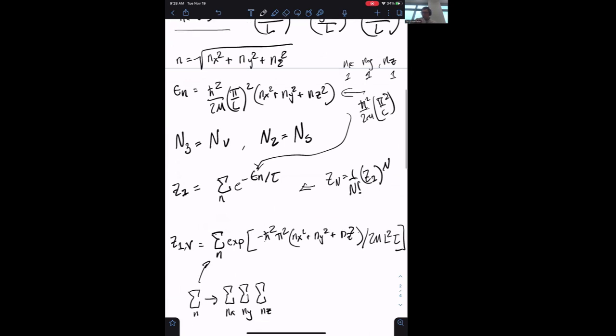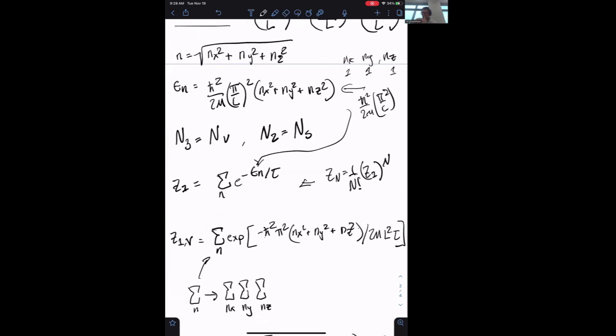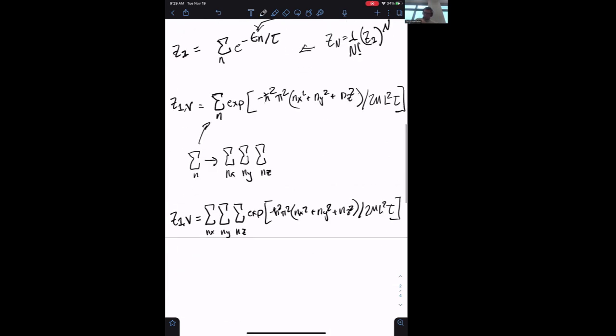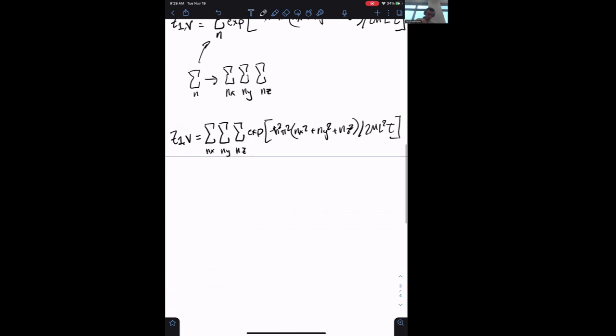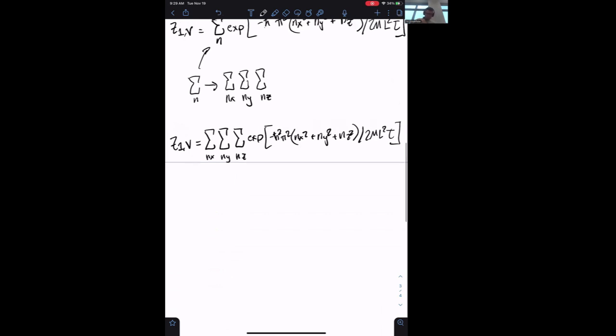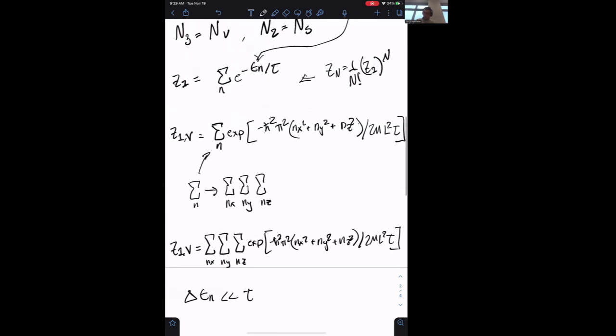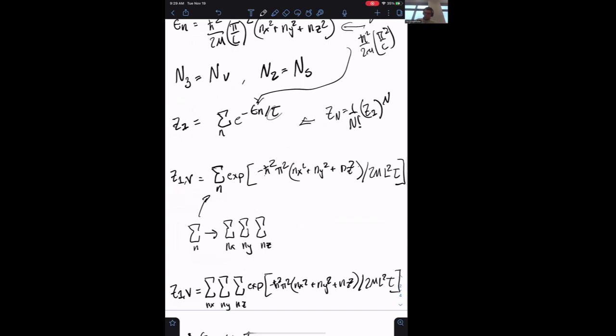Then, for the next energy level, you could change one of these from 1 to a 2. What we're going to assume is that when you go from one energy to the next, the change delta En is going to be much less than tau, which is in the denominator here.